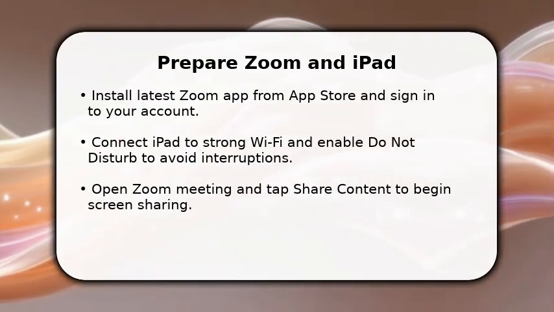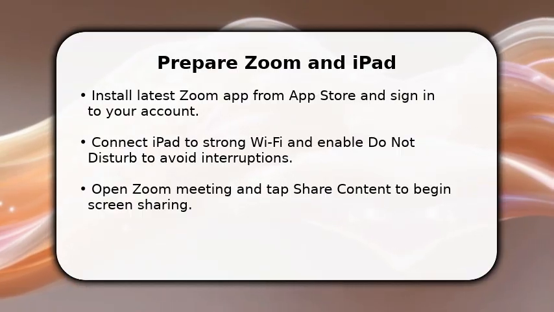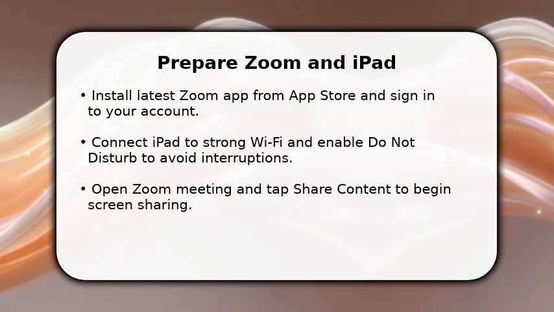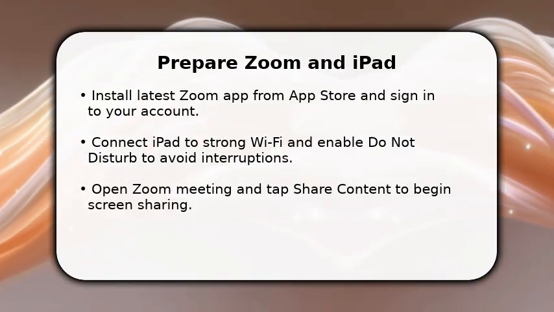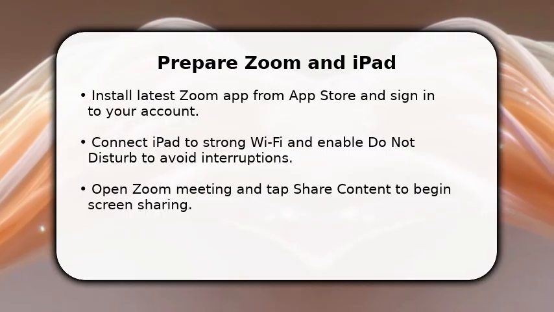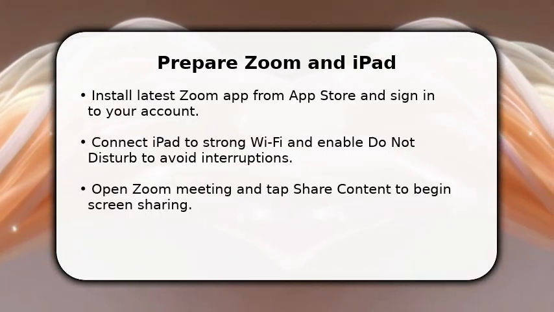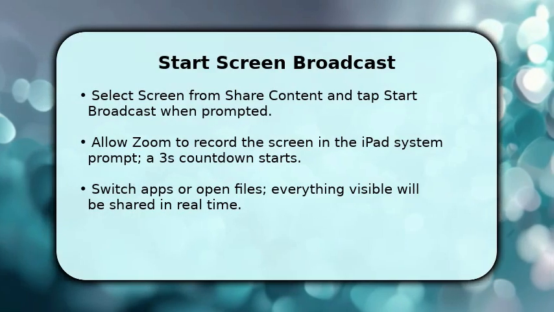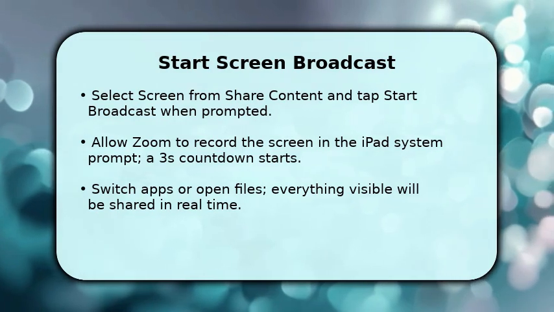Then tap Share Content in the meeting controls. This is the first actionable step. You do this now because the app must request system permission, granting it makes the screen broadcast available to other participants. After tapping Share Content, choose Screen and then tap Start Broadcast.